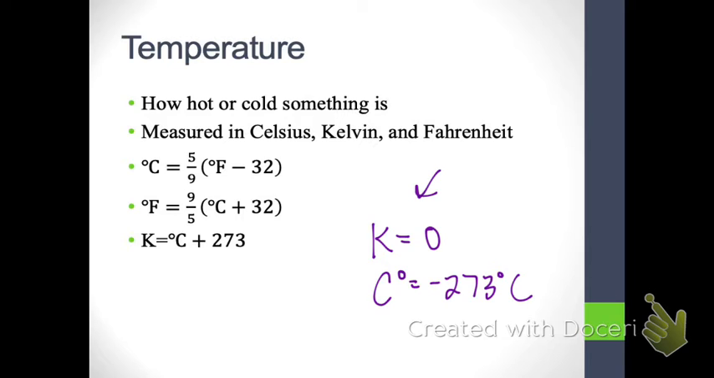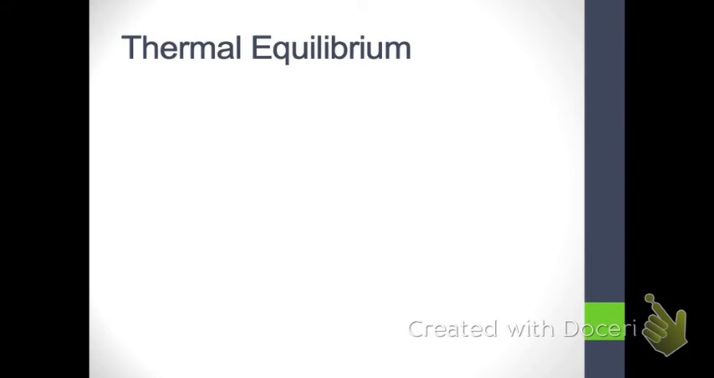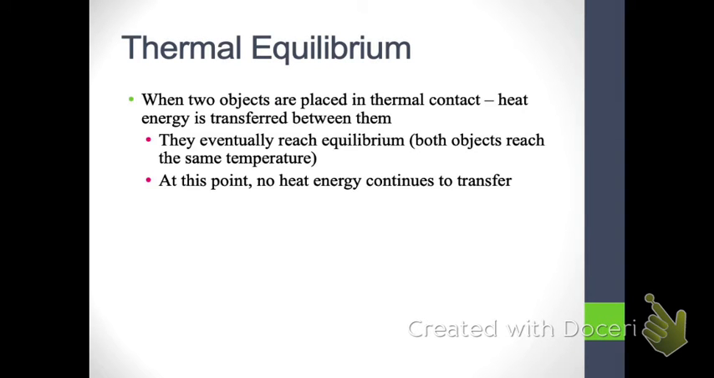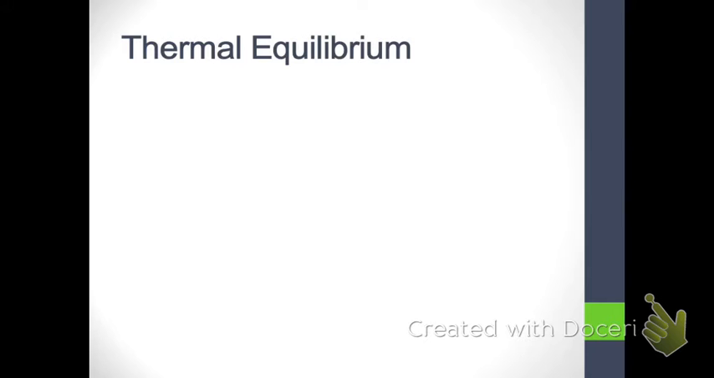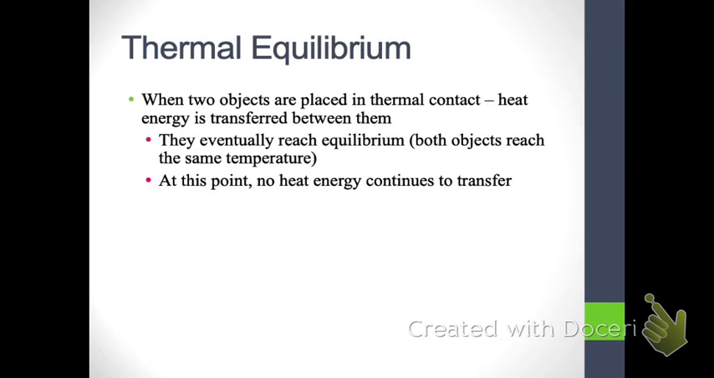So, all right, let's go ahead and move into something called thermal equilibrium. Do you know what equilibrium means? Equilibrium means that two things are now equal, right? It's very simple. So here's what thermal equilibrium says. When two objects are placed in thermal contact, heat is transferred between them. They eventually reach equilibrium, which is when both objects are at the same temperature. At this point, our heat transfer stops.